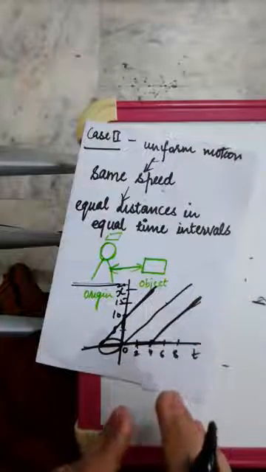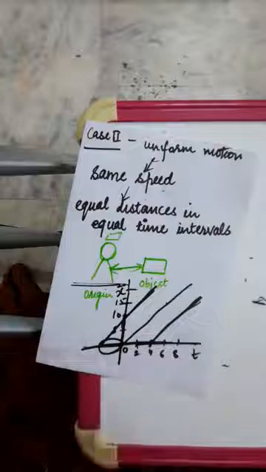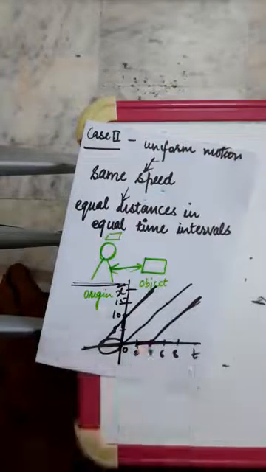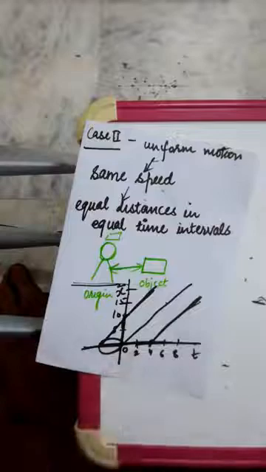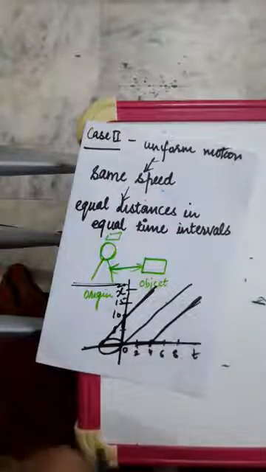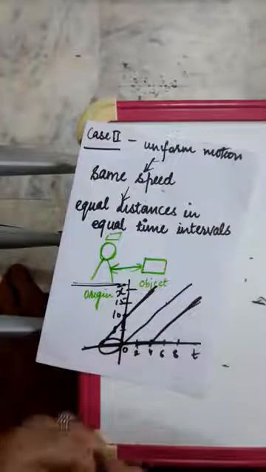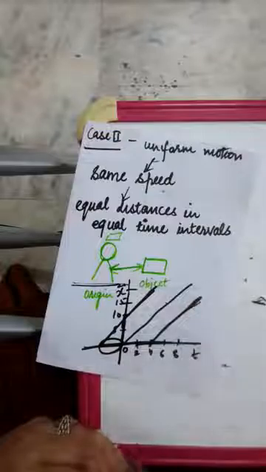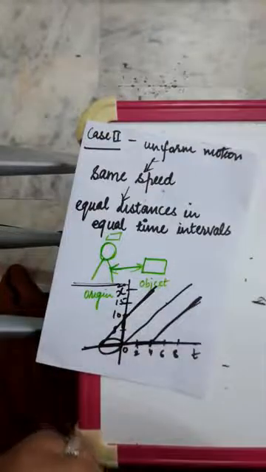So the graph in uniform motion is also of 3 types that I've drawn, but every time what we are looking at is that this graph is always a straight line inclined to the time axis, and this graph represents the situation of uniform motion when the object is traveling with the same speed throughout its journey, which means equal distances in equal time intervals.